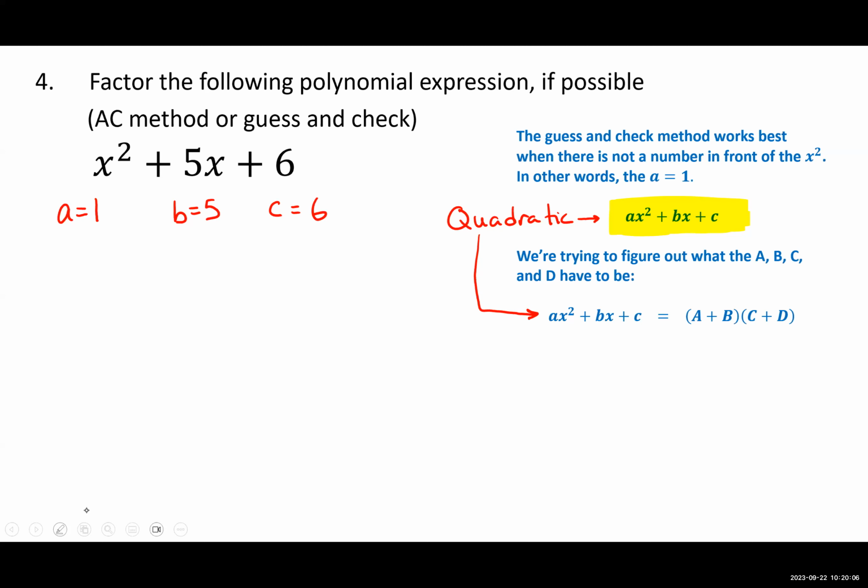Apologies, I'm trying to get this pen right. Let's see if I can get it right on my third try. There we go. Yes, it's going to factor to look like this, the product of two binomials. Now we've seen this before. We've gone in the other direction. We've multiplied these binomials before.